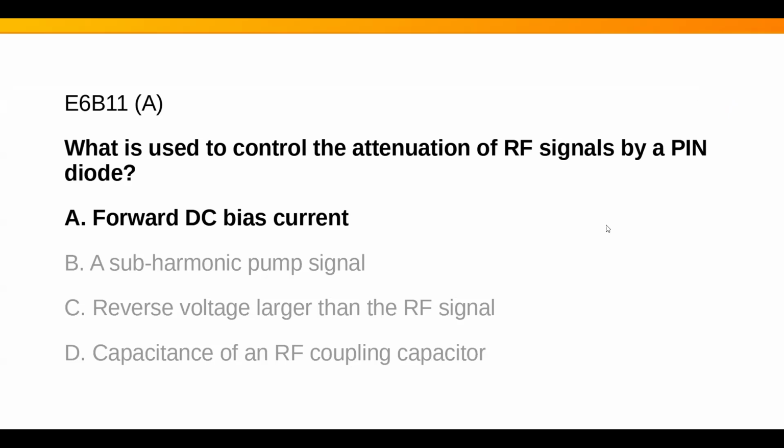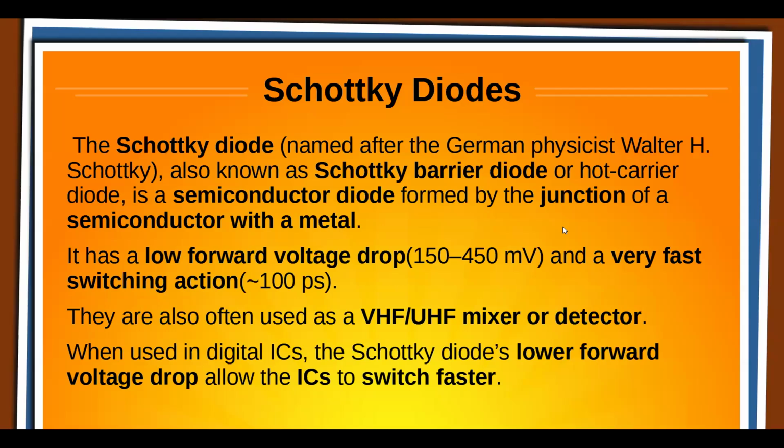Alpha. Alpha sounds good. A Schottky diode, named after Dr. Schottky. A lot of times they call them hot carrier diodes or a Schottky barrier because the barrier voltage is less. And that's its main advantage.